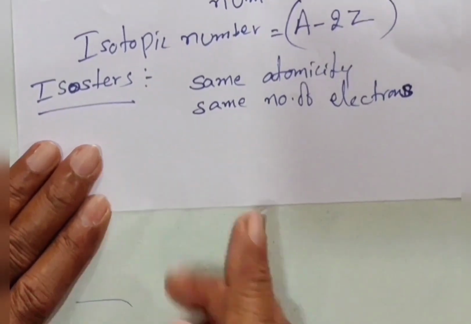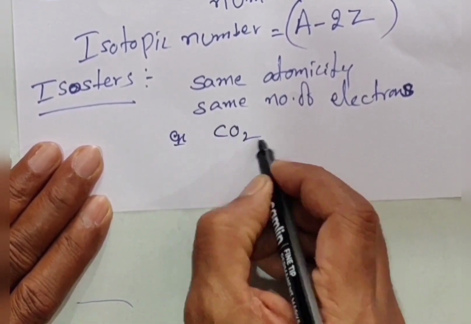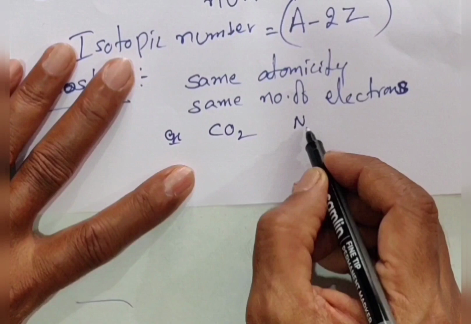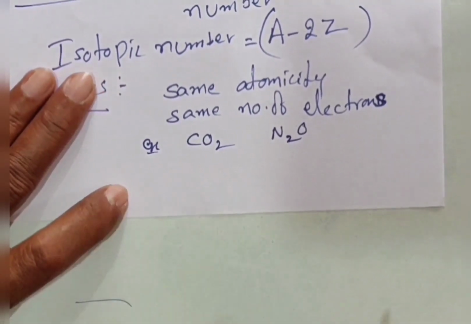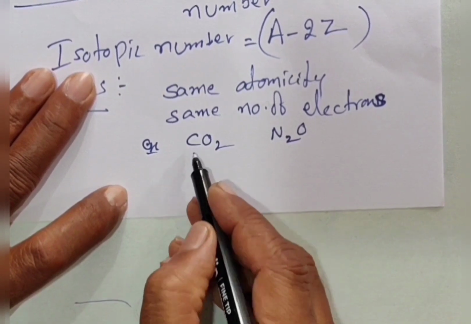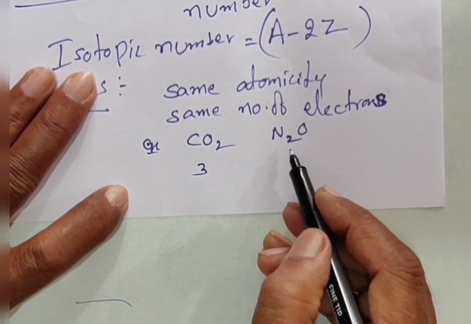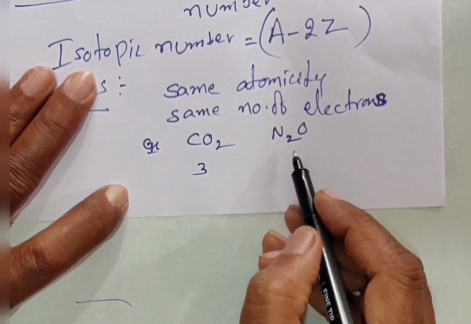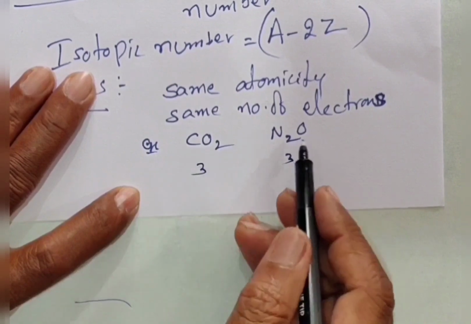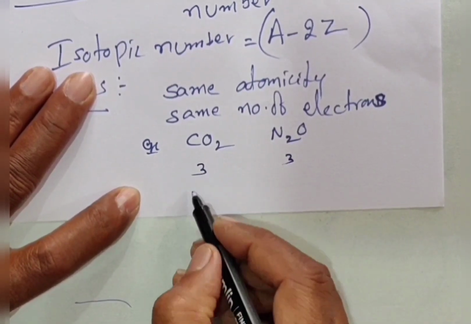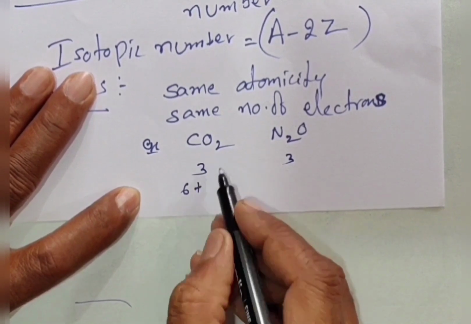I will explain with one example: CO2, carbon dioxide, and N2O, nitrous oxide. Here atomicity is 3: 1 carbon, 2 oxygen atoms. Here also atomicity is 3: 2 nitrogens, 1 oxygen. Then the number of electrons is also the same. Carbon has atomic number 6, so 6 electrons, plus oxygen 8.